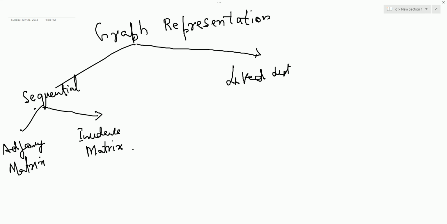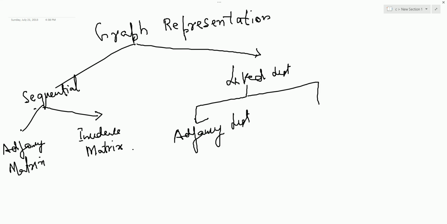Okay, and in the linked list representation we got two guys also. One is the adjacency list and one is the multi-list representation. Multi-list representation, whatever, it's also called as direct representation.